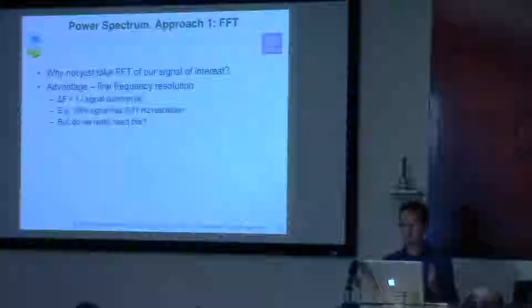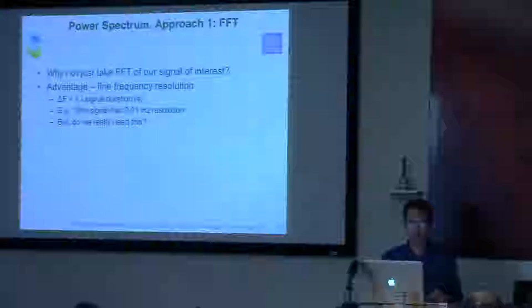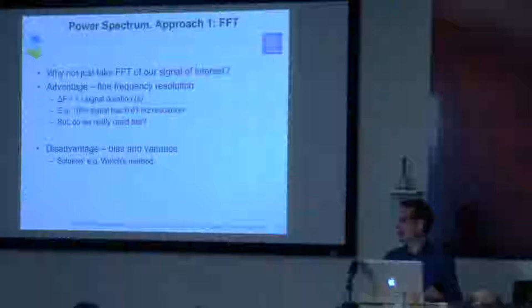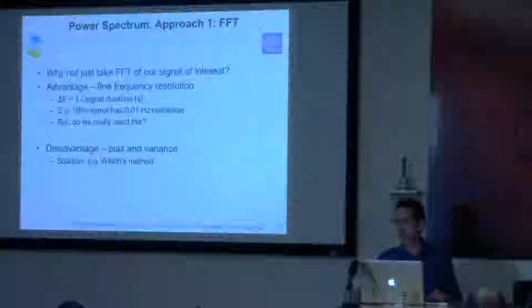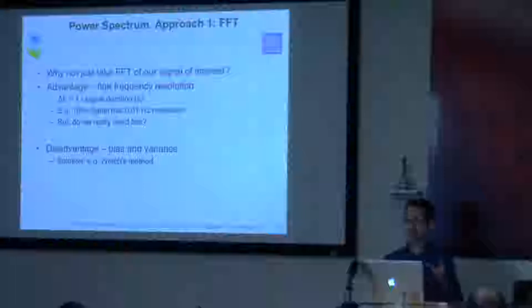But do we really need such resolution, given the scale of EEG? No. There's also a big disadvantage of doing this, that the Fourier transform suffers from bias invariance. So typically, in MATLAB, you'll find a solution is using one of various things, like Welch's method, which basically takes many short windows of the signal, does a Fourier transform of each short window, and then averages those together. So that solves some of those.